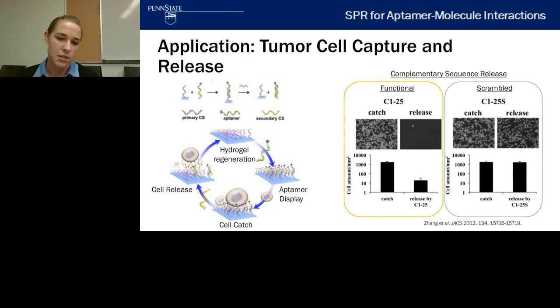And in this system, we can see that the surface can be regenerated for multiple rounds of cell capture and release. And this is important when we look at how tumor cells are able to be captured and then evaluated. So tumor cells are often very rare and difficult to isolate. So once they're captured, it's important to be able to remove them in a non-destructive way and then analyze the surface markers that may be used to create more effective drugs or targeting strategies in the future.